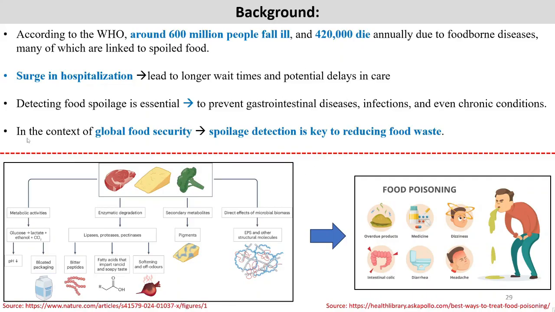In this context, global food security is of utmost importance, and therein spoilage detection is key to reducing not only food waste but also the potential delay in the healthcare system. So these are some of the degradation processes associated with the spoilage of food products. If we consume this, we can have food poisoning, may have to take medicine, and may have to undergo several morbid conditions, which may lead to hospitalization also, right?